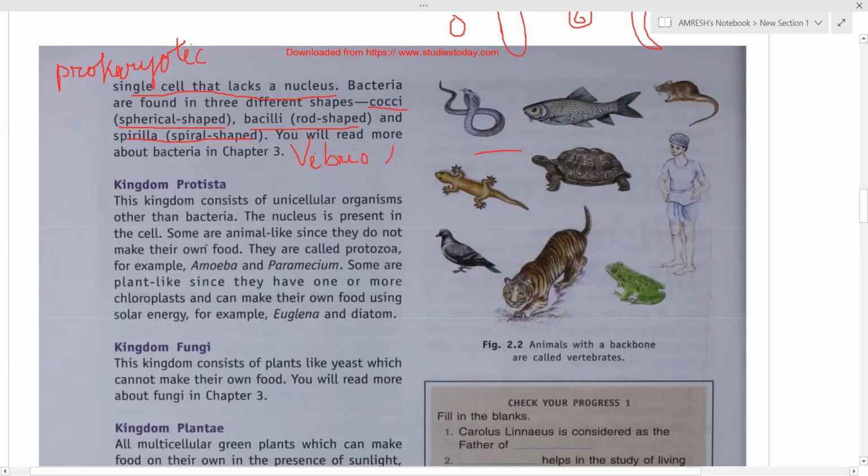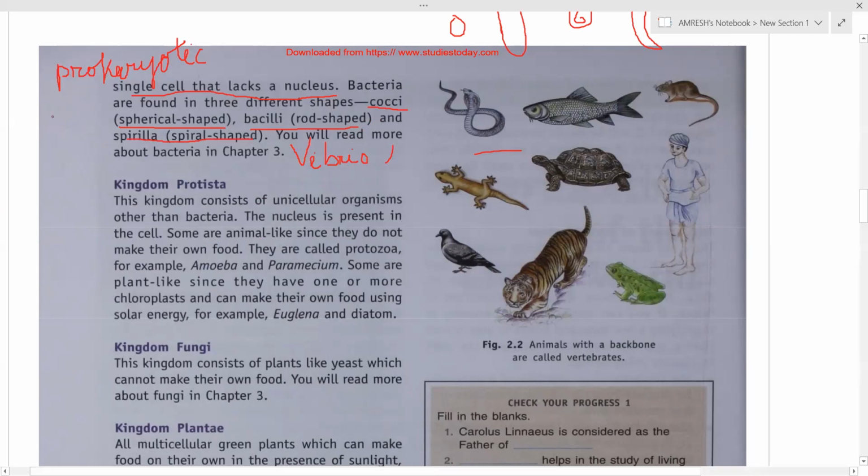The next is kingdom Protista. See, what are the main characteristics of bacteria? Single cell that lacks a nucleus. First point is single cell, unicellular. Second point is they do not have a nucleus. Third point you can say is about the shapes. They are basically of three or four shapes, you can say: cocci, bacilli, and spirilla.